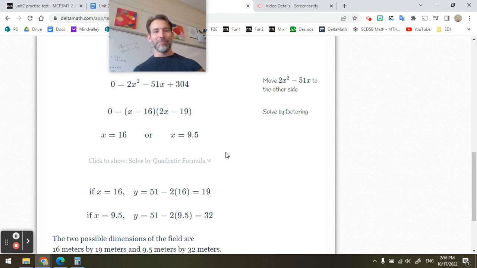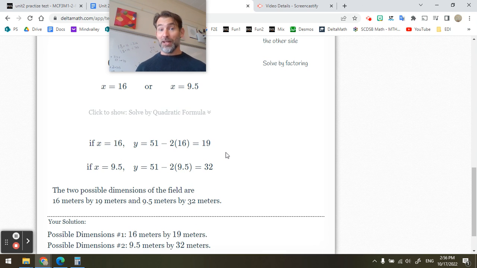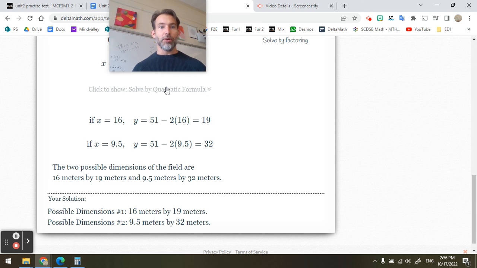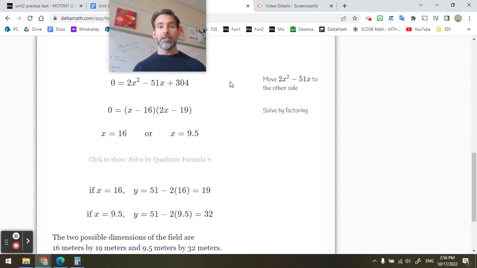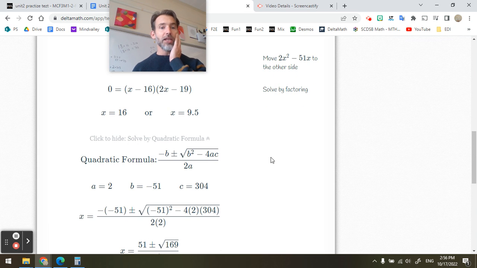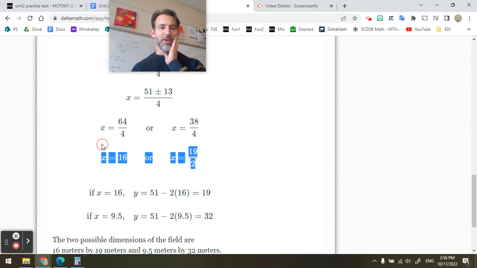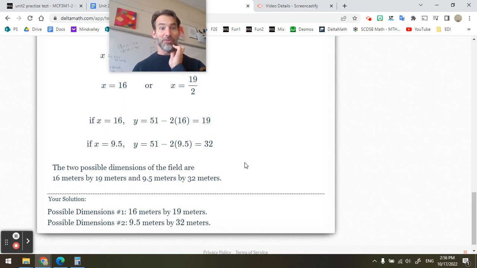And then there we go. I'm talking at the same time. I can do it faster if I'm not talking. And then click to show solve by quadratic formula. Ah, that's nice of them. Because yes, you can solve these by factoring. You can also solve them with quadratic formula. When they get ugly enough, you can just go ahead and use quadratic formula if you want to get the same values, however you like.